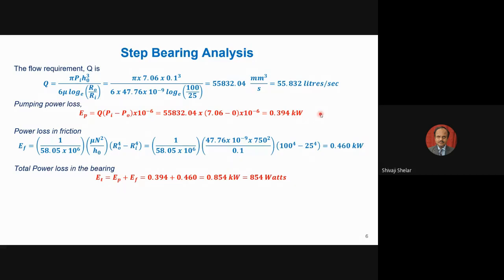0.394 kilowatt is required for pumping so that we maintain that pressure and that minimum film thickness. Therefore, the total power loss in the bearing, or the power required to maintain that bearing, ET is equal to EP plus EF, that is 0.394 plus 0.46, which equals 0.854 kilowatt. So you require 0.854 kilowatt, or 854 watt of energy, to maintain that bearing.